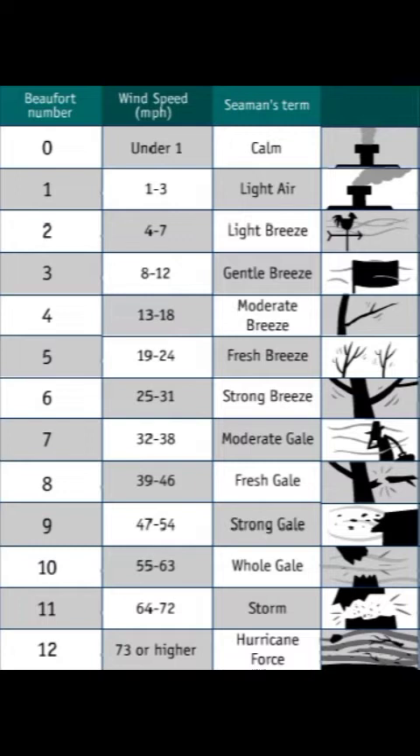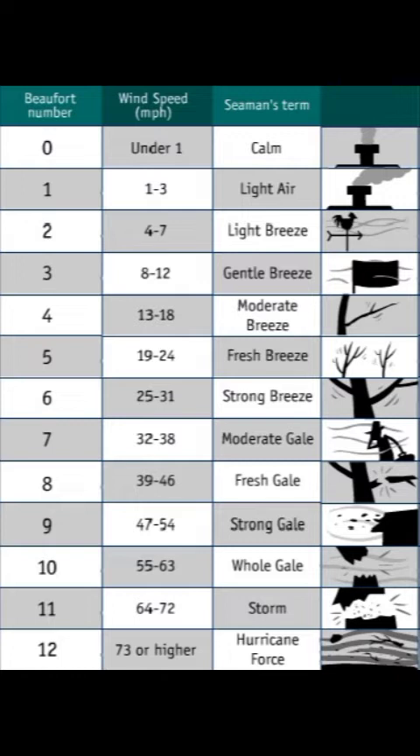And the Beaufort number 2 is 4 to 7 miles per hour. The seaman's term for this is light breeze, and the effects are wind felt on face, leaves rustle, and vanes begin to move. The number 3 is 8 to 12 miles per hour. The term is gentle breeze, and the leaves and small twigs are in constant motion. Light flags extended. The number 4 is 13 to 18 miles per hour.